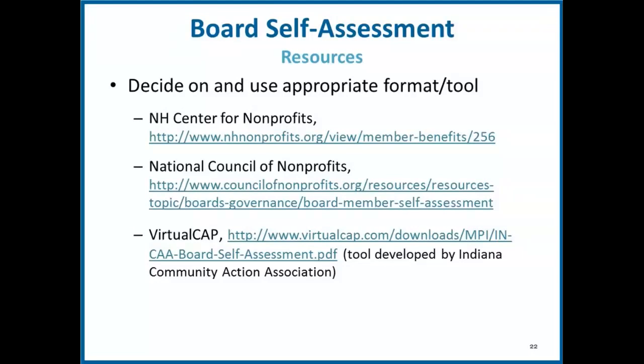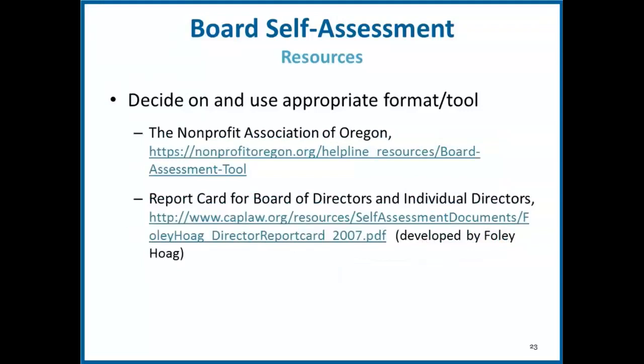So these are just some different tools that are out there that can be adapted to your needs or that can be used. There's some that can be purchased. There's some that are a little bit easier to get for free. But these are some different ones that are out there. There's actually one that was developed by the Indiana Community Action Association that you can get off of Virtual CAP to adapt as well. There's a couple others listed here. There's one on CAPLAW website as well. And then there's lots of nonprofit associations that have some different self-assessment tools.